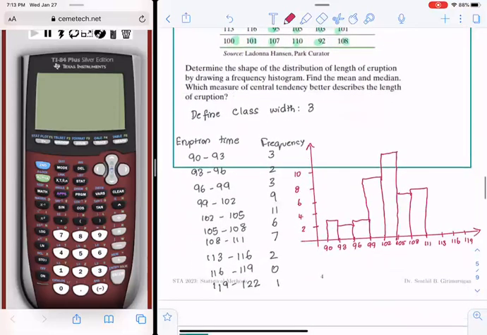Did I miss an interval? Let me look at 111, 113. So I've got to include that. I messed up in my addition, my bad. So it has to be 111 to 114, 114 to 117, 117 to 120. Okay, so I guess I'll have to take algebra again.